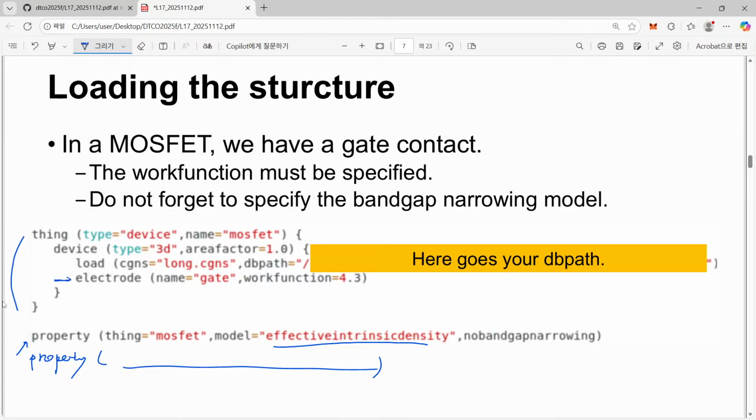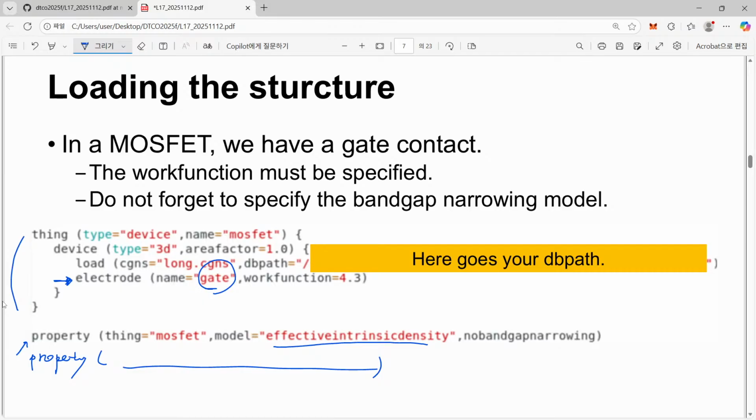Previously, we had no such statement, electrode, but now we must add this electrode statement because now we have a gate. It is special because in many cases, without this electrode, usually we treat our contact as an ohmic contact, so the ideal contact to exchange the electrons or holes through that contact.